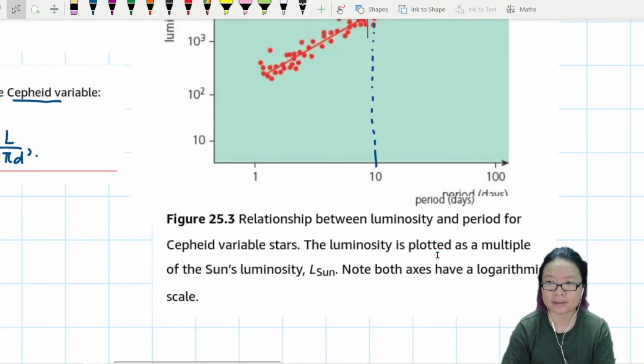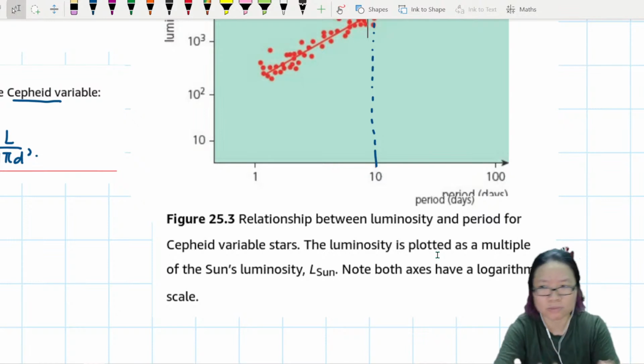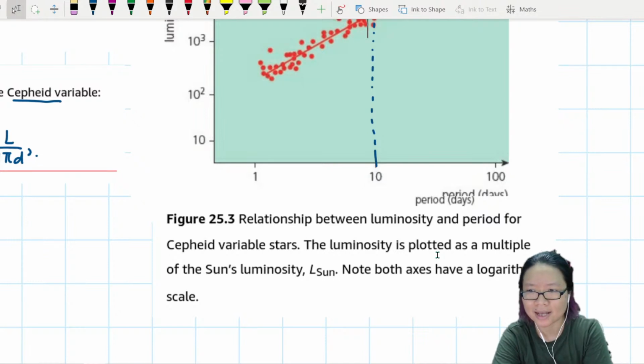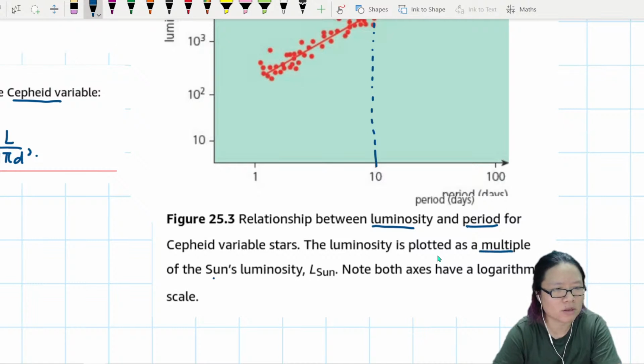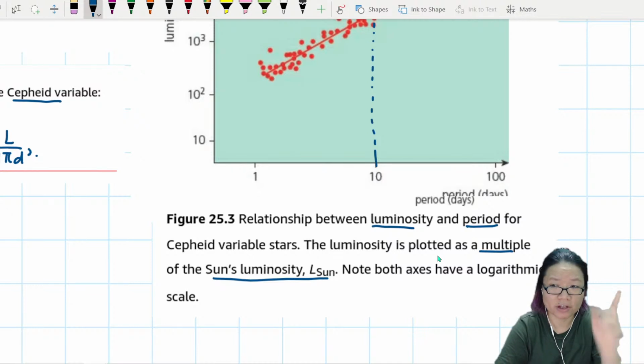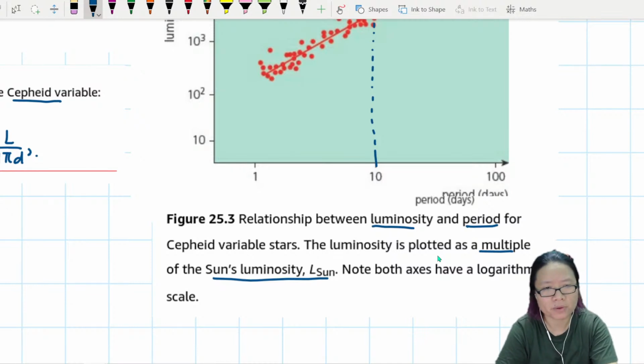They say use standard candle. This is a standard candle, so I'm using it. It's the simplest standard candle. Later I'll show you another one that's not so simple. So here there is luminosity and period, okay? And then this is a multiple of the Sun's luminosity, L sun. We're going to take the value of L sun that is given previously, okay? Both axes are logarithmic scale.